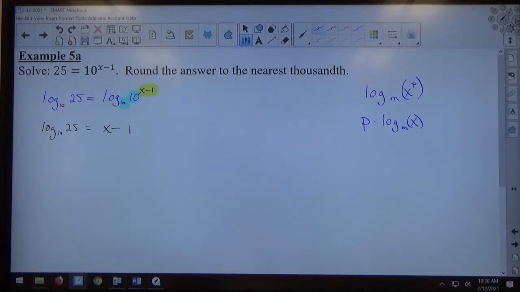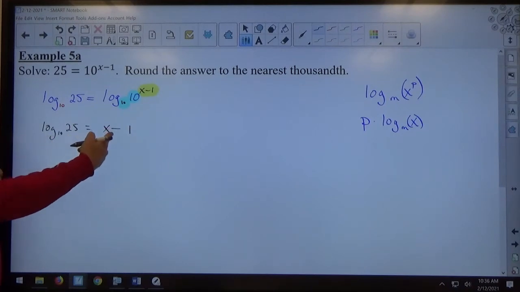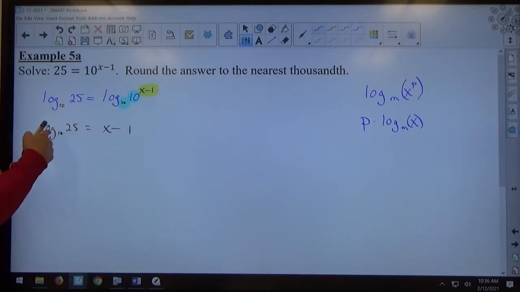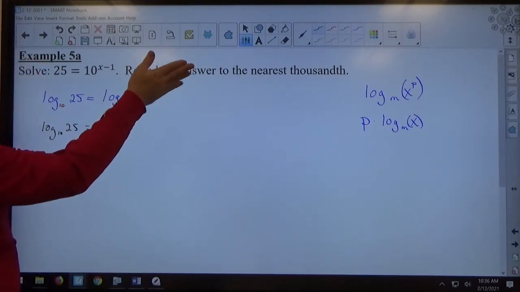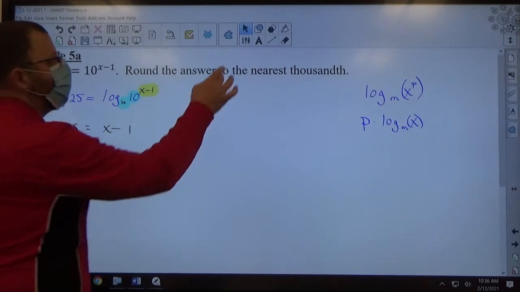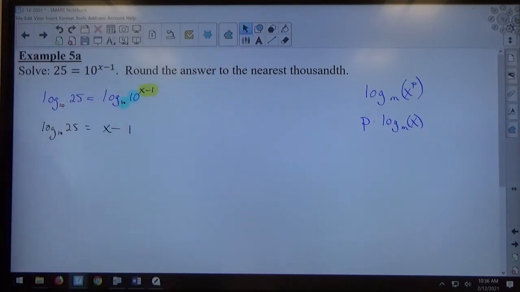All right? So, at this point, log of 25 base 10 is something my calculator can evaluate. X minus 1 is what it equals, so all I have to do to get x equals is move the 1 over here, right? I'm going to evaluate this first. It says to the nearest thousandth. I'm going to go 4 decimal places in my work, round my final answer to 3, which is the thousandths place. Again, we have calculators that you have available to you.